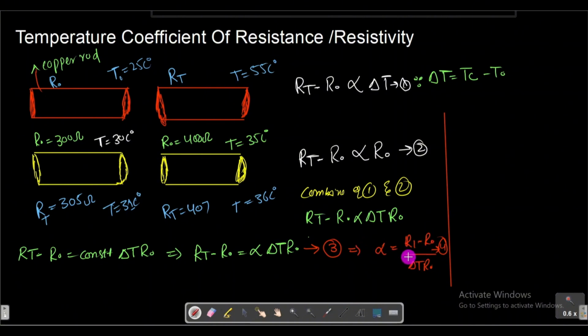Now we can generalize this relation to the coefficient of resistivity. In order to generalize this, we take equation 3: RT minus R0 is equal to alpha del T R0, and multiply A by L on both sides of equation 3. So A by L times RT minus R0 equals A by L times alpha del T R0. So this is equation 4.